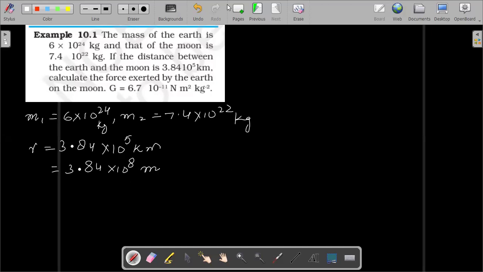A kilo means 10 to the power 3. So you are converting from kilometer to meter. So they have to multiply it by 10 to the power 3. And if you multiply it by 10 to the power 3, you get 10 to the power 8.